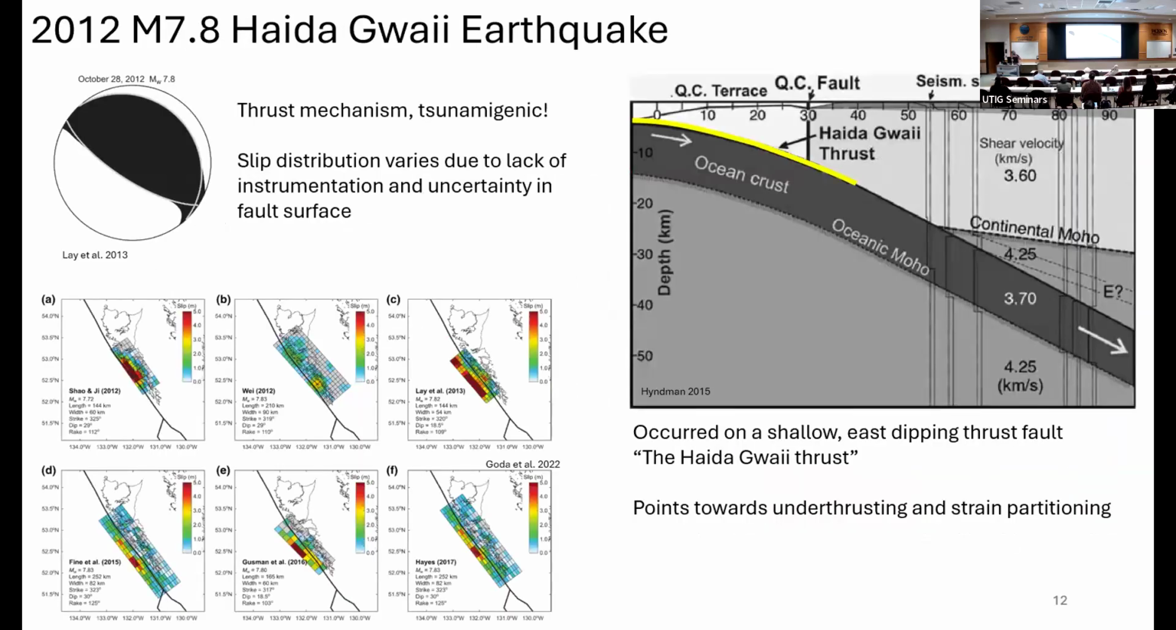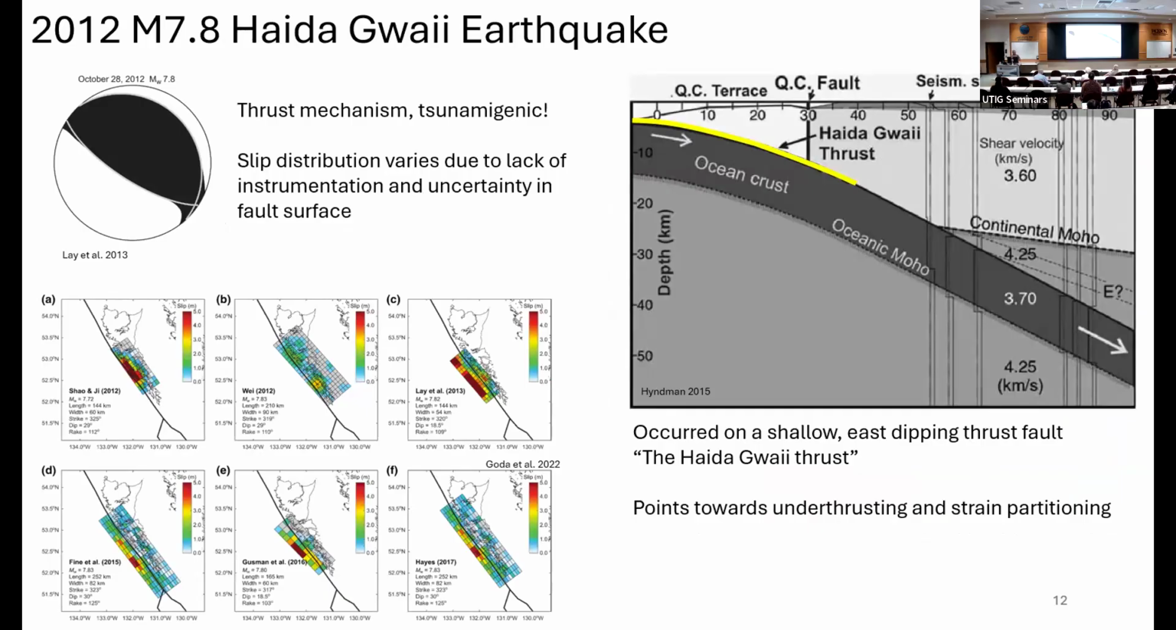Now, I mentioned that earthquake in 2012. This is the magnitude 7.8 Haida Gwaii earthquake. And as I said, it was a thrust mechanism occurring on a primarily transform plate boundary. It also generated a small tsunami. I think the local run-up was up to 12 meters, but the far field wave height was, I think, 30 centimeters in Hawaii. So not giant, but still quite a significant tsunami in an unexpected place.